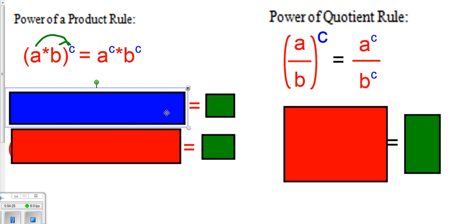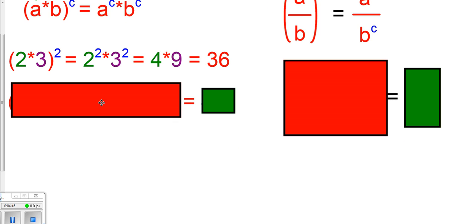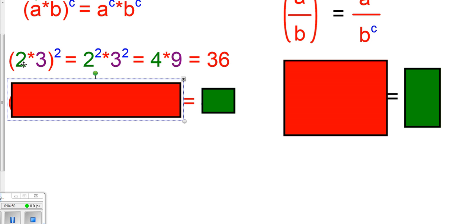So for an example, 2 times 3 to the 2nd power means 2 to the 2nd power times 3 to the 2nd power. 2 to the 2nd power is 4, 3 to the 2nd power is 9, and 4 times 9 is just 36. Now to double check and make sure this works, 2 times 3 is just 6, and 6 to the 2nd power, or 6 squared, is 36. So that double checks pretty easily.